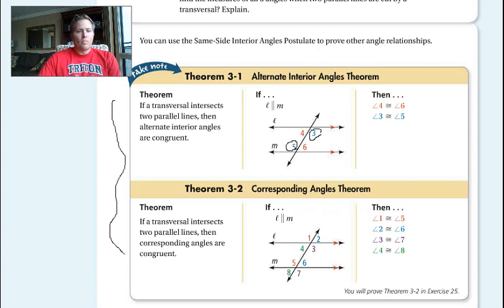So if 3 is 100 degrees, then 5 would be 100 degrees. Okay? Corresponding angle theorem. If a transversal intersects two parallel lines, then corresponding angles are congruent. Remember corresponding, they're at a table right here. Can't draw a table, but table. That's a terrible table. But they're both at a table. Corresponding spots means they're at the same side of the table. So 1 and 5 would be congruent, 2 and 6 would be congruent, 3 and 7 would be congruent, and 4 and 8 would also be congruent.